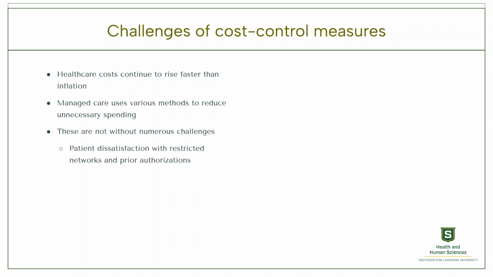Some of the challenges are from the patient side. An example would be patients being dissatisfied with the restricted network and prior authorization. With restricted networks, when we talked about the anthropological values of the US, where we talked about individualism, this is where it comes into play with the dissatisfaction with restricted networks.